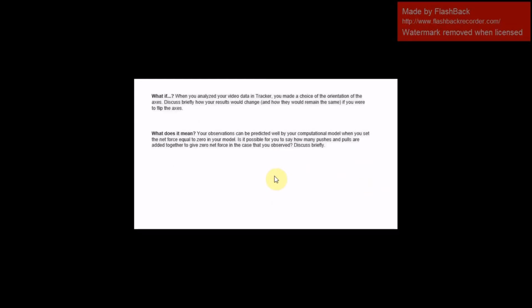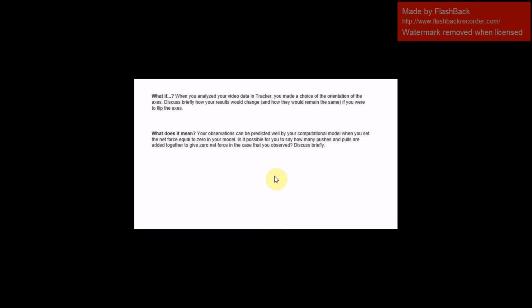Now, for the questions related to the lab, the first question asks what would happen if the axes were flipped. If the axes were flipped, the car would be moving in the positive x direction rather than the negative. The slope, the velocity, would also change. Rather than producing a graph moving down and to the right, suggesting a negative slope, the graph would be up and to the right, suggesting a positive slope.